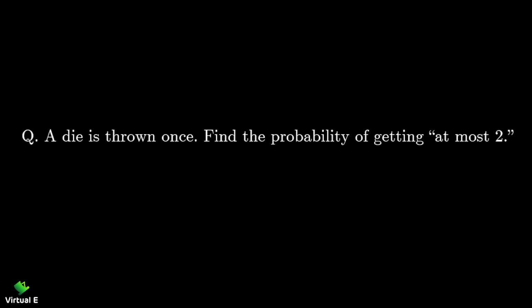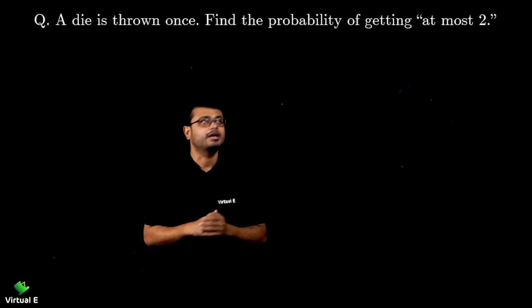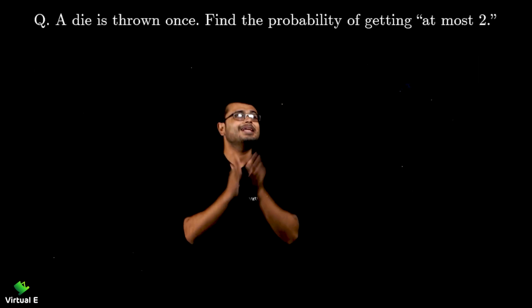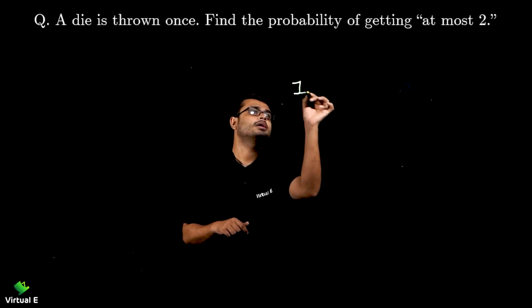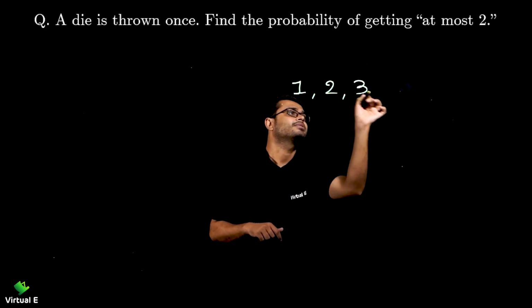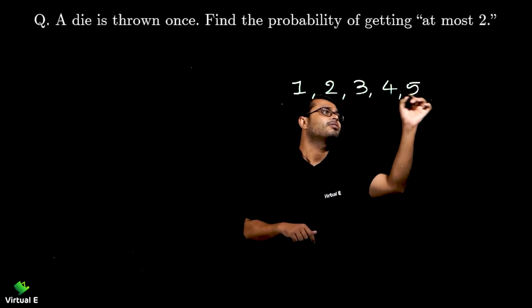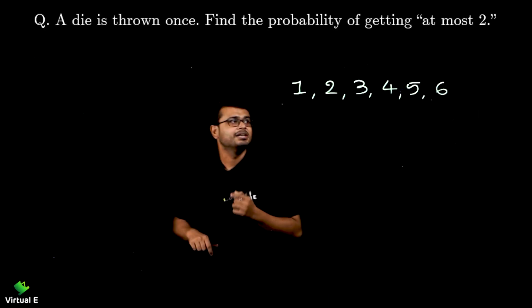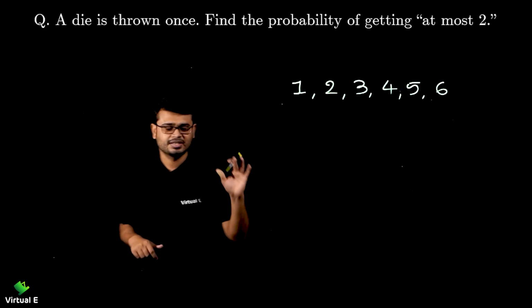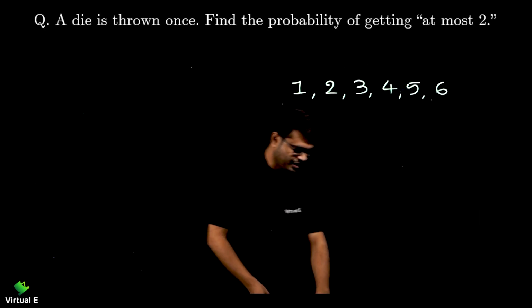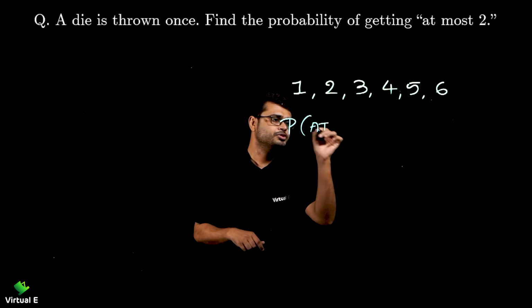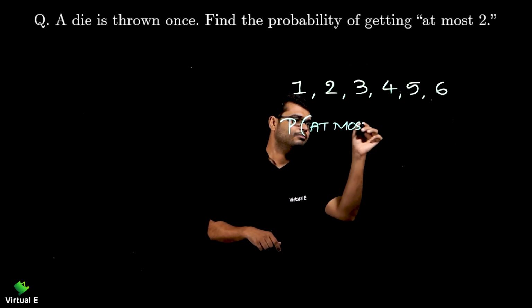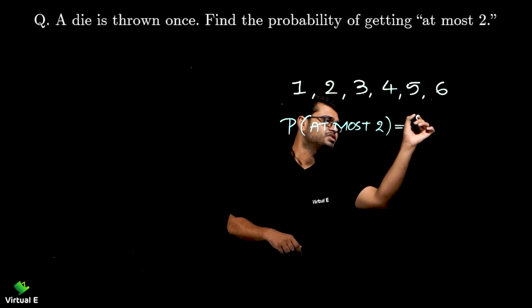A die is thrown once. Find the probability of getting at most 2. Okay, now that is interesting. What does at most mean? Let's first write the outcomes before we move on to that phrase. That is 1, 2, 3, 4, 5 and 6. These are the possible outcomes when we throw a dice. Now what we are interested in, let's write here: probability of at most 2 is question mark.